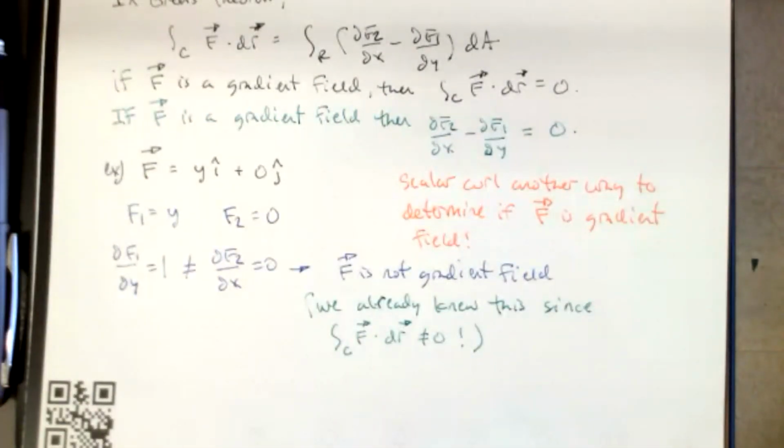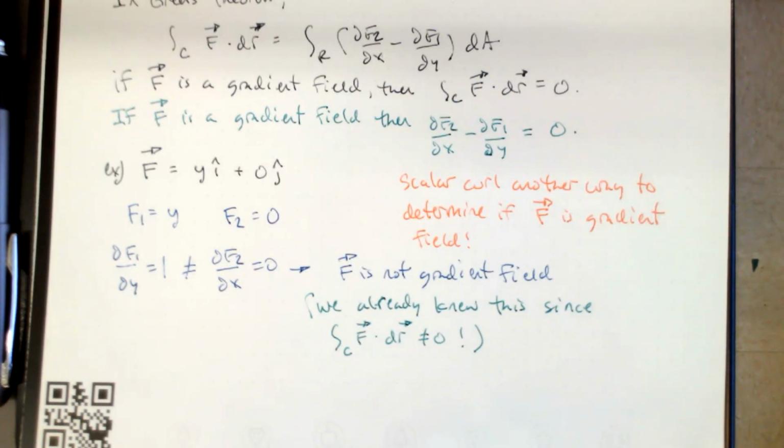So we already knew this because we calculated the line integral around the unit circle of this vector field, and it didn't come out 0. If that was a gradient field, then if we calculate a line integral around a closed curve, we would have come up with 0 because the starting and ending points would have been the same.